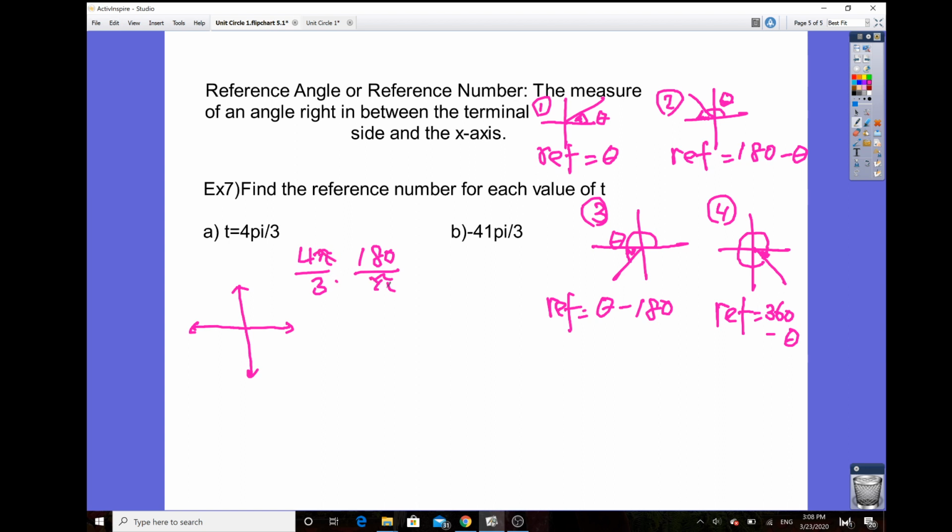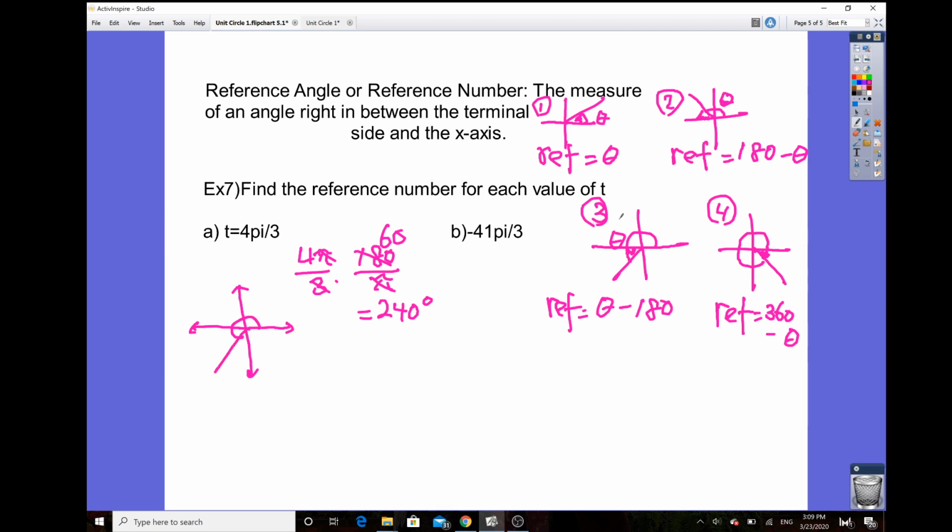So pi cancels, 3 cancels out with 180, so we got 60. So 60 times 4, then that'll be 240. Some people prefer to do it this way because the numbers they use with degrees are easier. So 240, that means it's in quadrant 3.